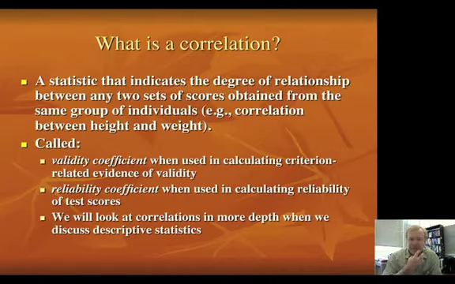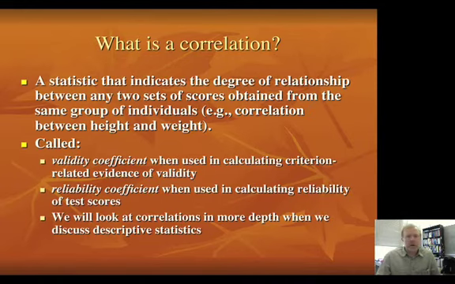The next piece is pretty straightforward, and this is the idea of correlation and correlational validity. And so we know that a correlation is a measure that indicates the degree of relationship between two sets of scores or two variables. So we know that people who are taller tend to be heavier. We also know that to some degree people with more years of education tend to make somewhat more money. But none of these relationships are perfect.